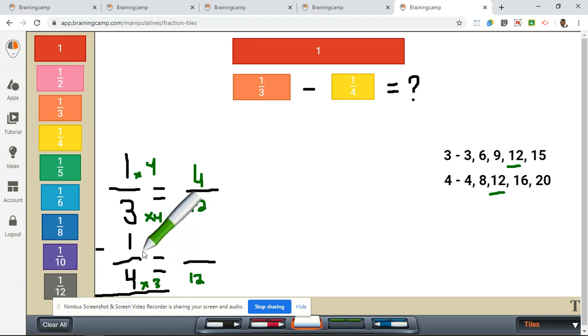What you do to the bottom, you do to the top. Good job. Hopefully you're saying it at home or wherever you are. All right, 1 times 3 is 3.